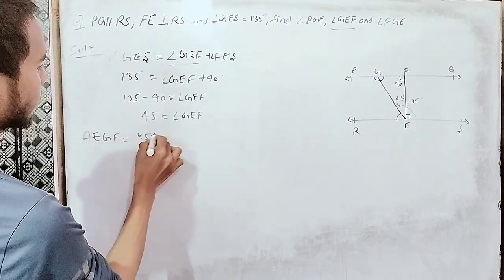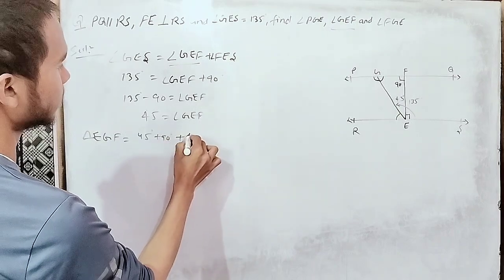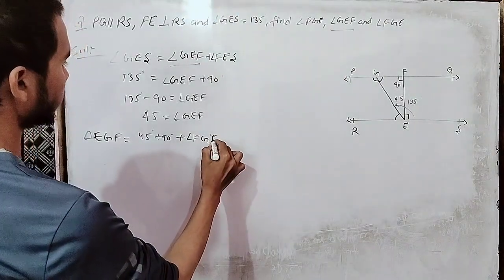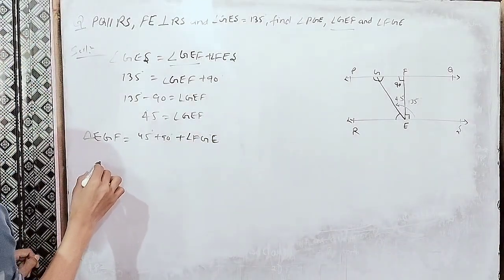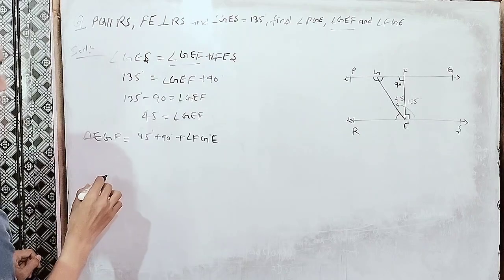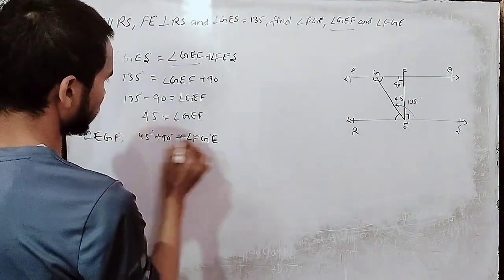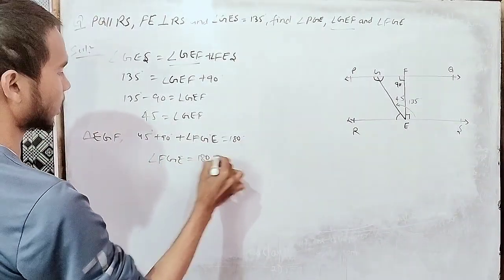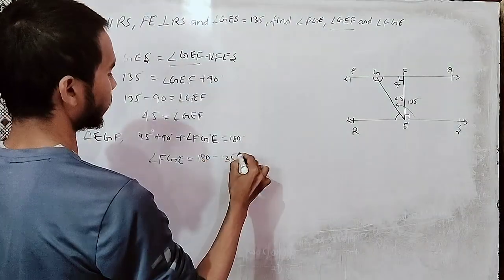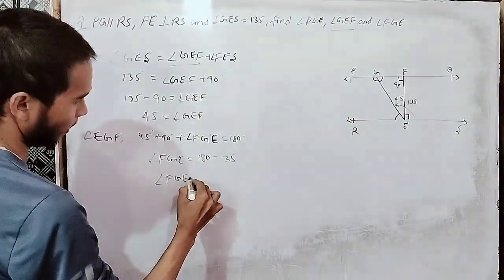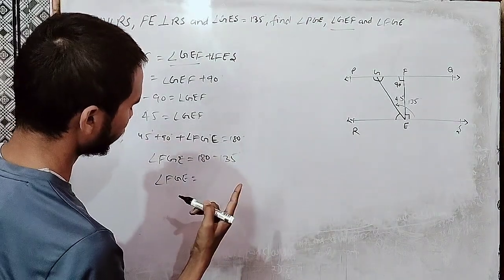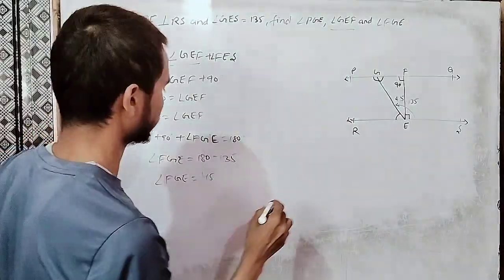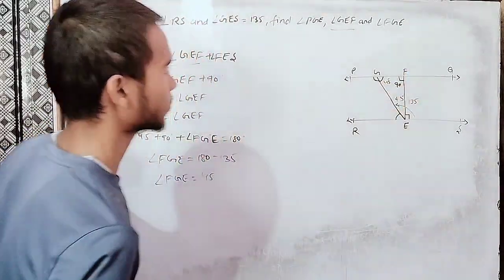Triangle AGF: 45, 90, and then FGE would be 180 degree. FGE is 180 minus 135, which is 45. So this is 45.